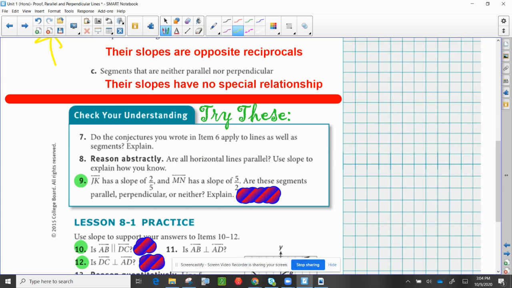So let's look at these questions here. Let's check number 9. It says the line JK has a slope of 2/5. MN has a slope of 5/2. Are these parallel, perpendicular, or neither? So the answer here is neither. Even though they are reciprocals, they're missing that other key component, which is that they also have to be opposite signs. In order to be perpendicular, one of those would have to be negative.